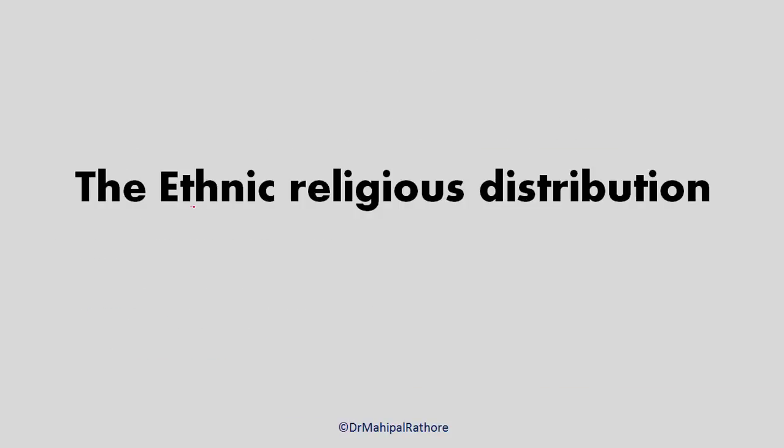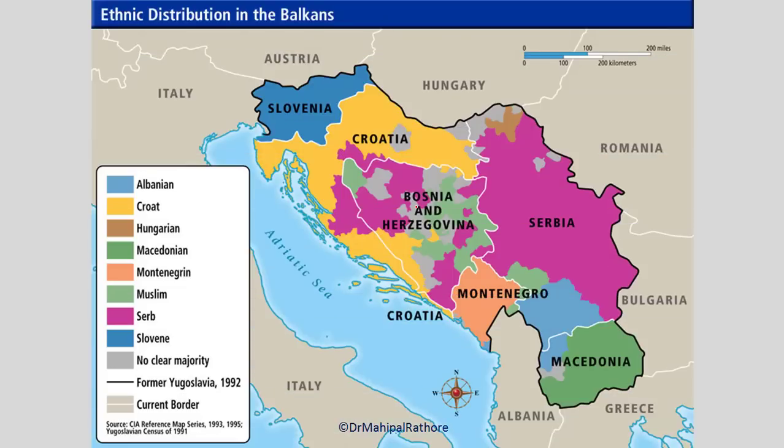Now I will discuss the various ethnic and religious groups and their distribution in Yugoslavia. This map shows the different ethnic groups that were living in Yugoslavia. So we will start from the northernmost area, that is Slovenia. People living in Slovenia are called Slovenes. So they are ethnically Slovenes and the most common religion there is Roman Catholic. They are all Roman Catholics. They follow the Pope who lives in the Vatican. He is the head of the Roman Catholics.